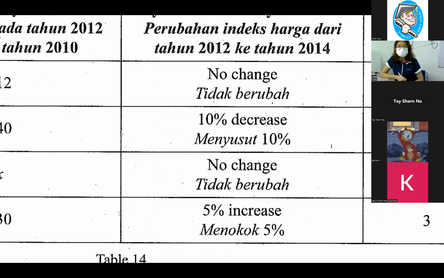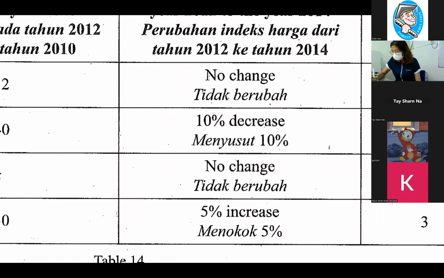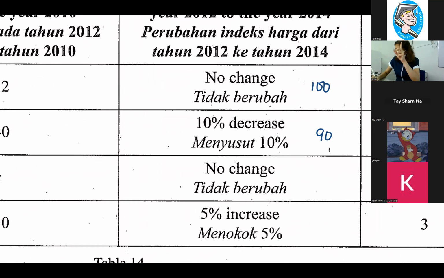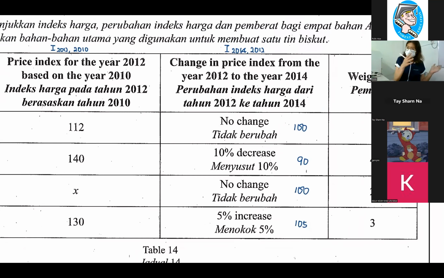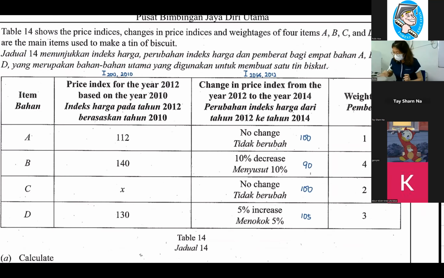No change means how many percent? No change, remain the same, is 100. A 10% decrease: originally 100%, I decrease 10%, so the price index is 90. No change is 100. A 5% increment, an increase of 5%, is 105. Okay, 105. So now I need to go back to my solution.